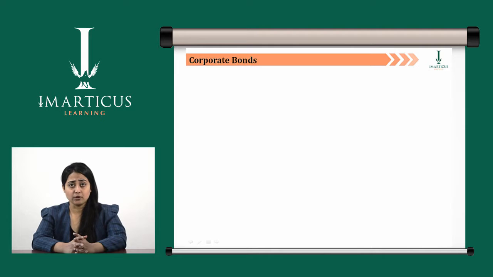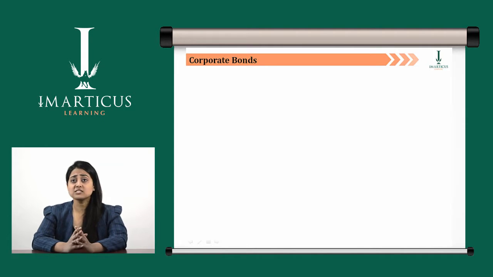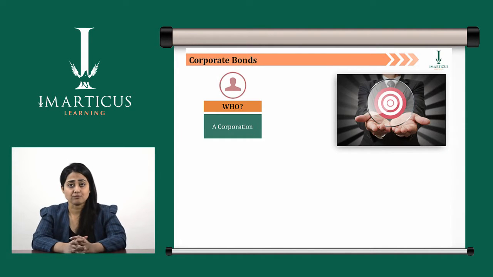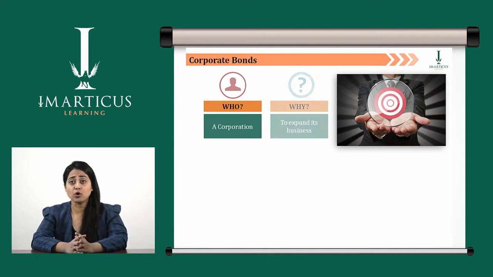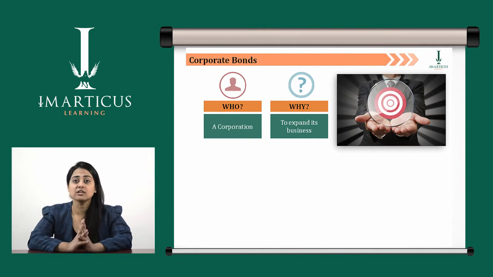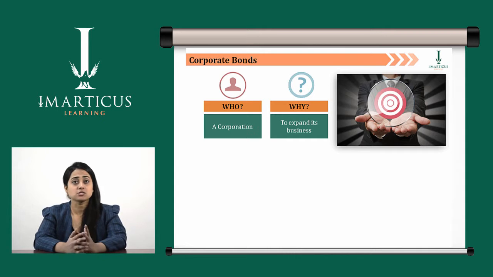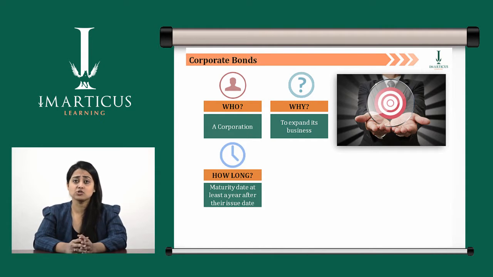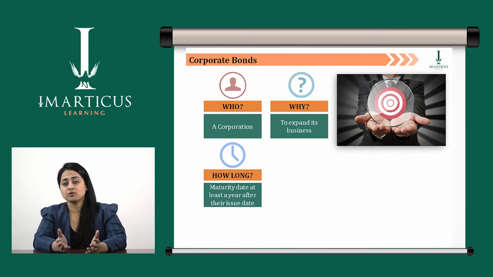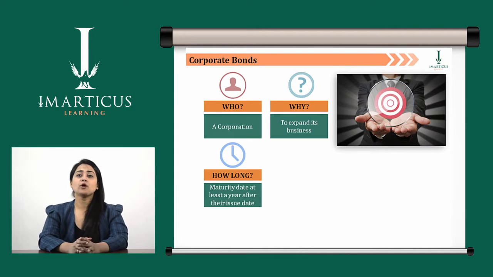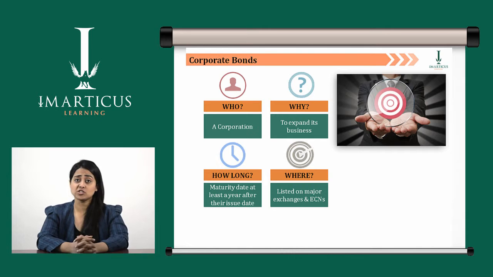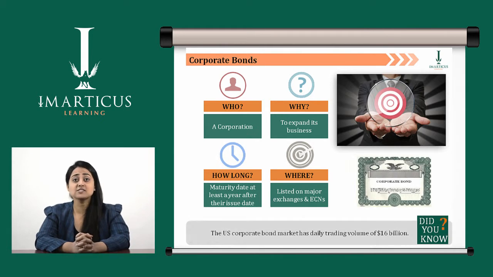Coming to corporate bonds. A corporate bond is a bond issued by a corporation. Corporations issue these bonds to raise money effectively in order to expand their business. The term is usually applied to a longer term debt instrument, generally with maturity falling at least a year after the issue date. Corporate bonds are often listed on major exchanges and ECNs. The coupon, that is interest payment, is usually taxable.